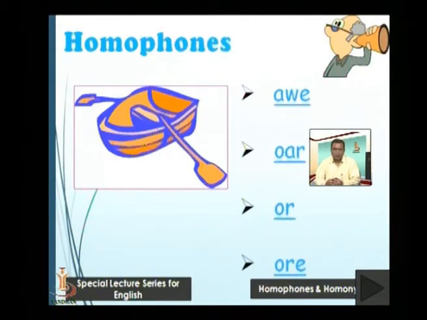Then oar. In the boat, in order to push the water, we use oars, O-A-R. Then or is used as a conjunction, O-R, very frequently. And O-R-E refers to metals, ore, from which iron is earned. So awe, oar, or, and ore are 4 words.